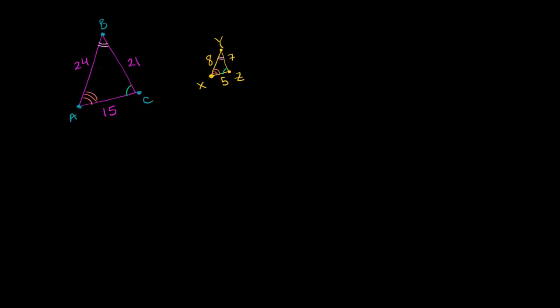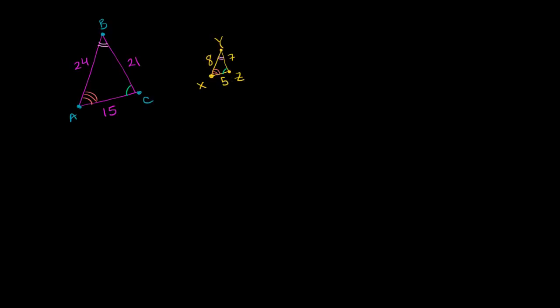When we compare triangle ABC to triangle XYZ, it's pretty clear that they aren't congruent, that they have very different lengths of their sides. But there does seem to be something interesting about the relationship between these two triangles. One, all of their corresponding angles are the same. So the angle right here, angle BAC, is congruent to angle YXZ. Angle BCA is congruent to angle YZX, and angle ABC is congruent to angle XYZ. So all of their corresponding angles are the same.